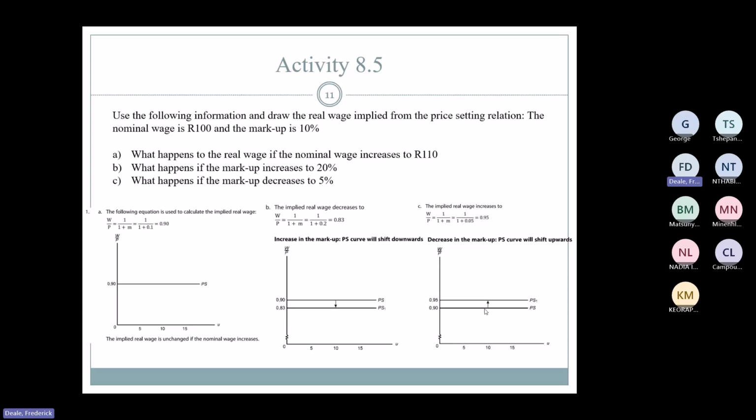So that's a shift upwards in the PS curve. So it's important to calculate and understand the shift. So markup increases, that's a negative relationship. When markup decreases, again, it's a negative relationship, meaning it's the opposite. So when markup decreases, the PS curve shifts up.